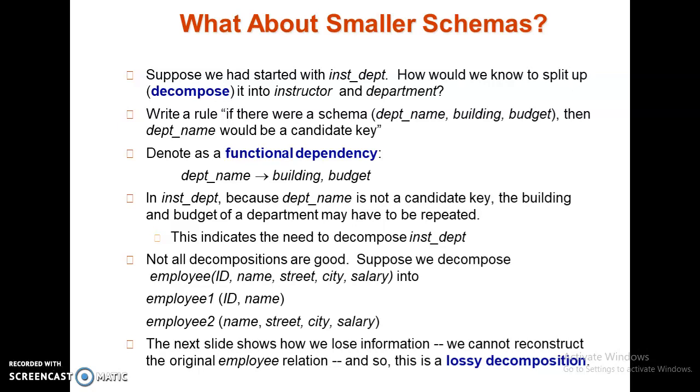Now, not all decompositions are good. Let's assume, with an example, what happens if we do the wrong decomposition? When you look at this, employee ID, name, street, city, salary is decomposed into employee 1 with ID and name, and employee 2 with name, street, city and salary. The next slide shows how we lose the information. We cannot reconstruct the original employee relation. So this is a lossy decomposition. That's what we are talking about.